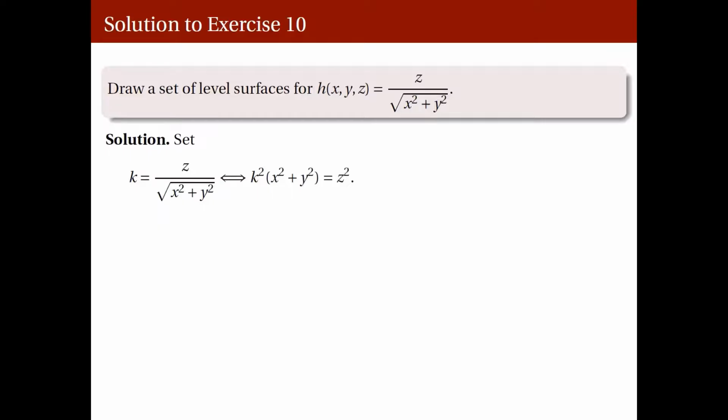Okay? Which should remind us, no? Aside from the multiplier, we have x squared plus y squared equals z squared. So some elliptic cones will show up. Okay? Let's now consider three cases for k. For an elevation, quote unquote, of k na positive, then we have this equation.